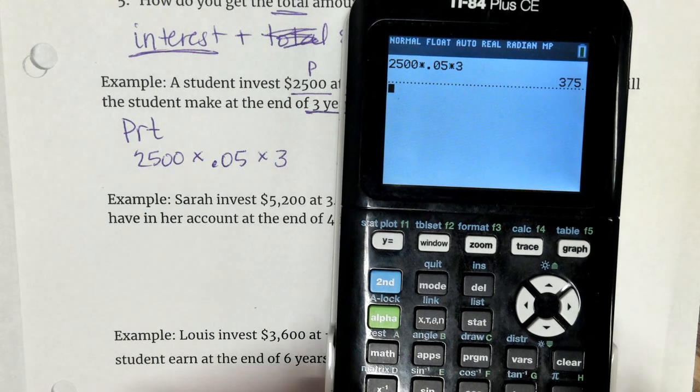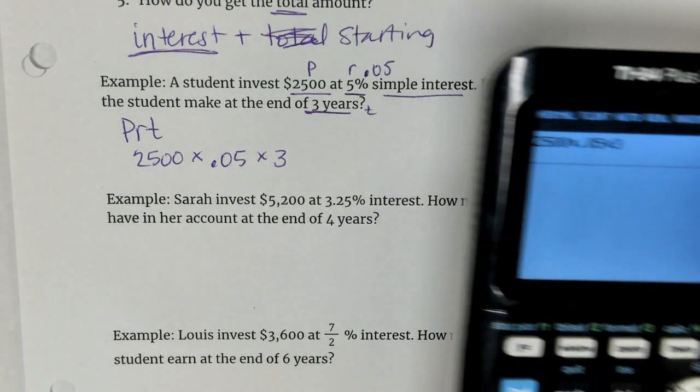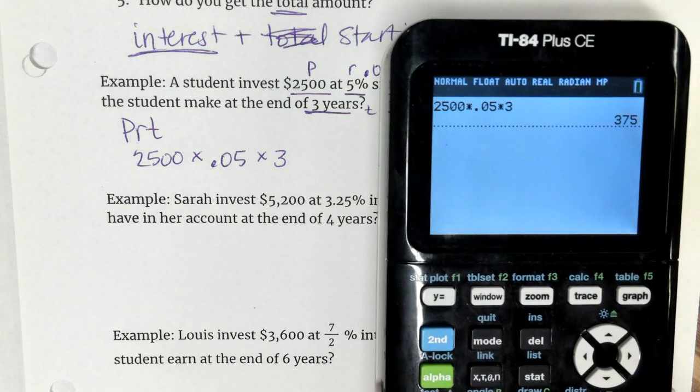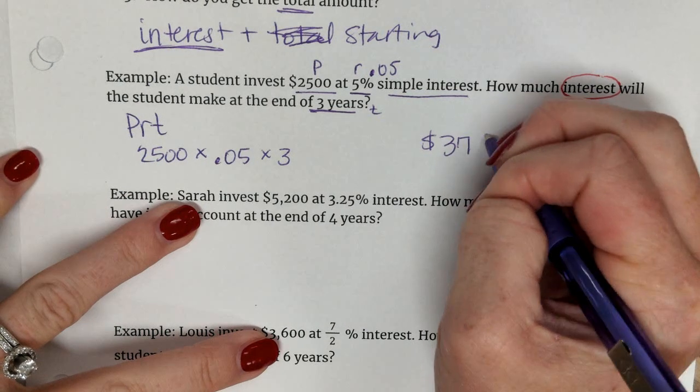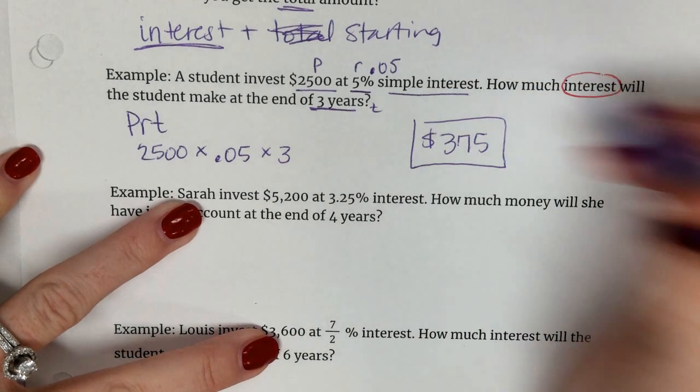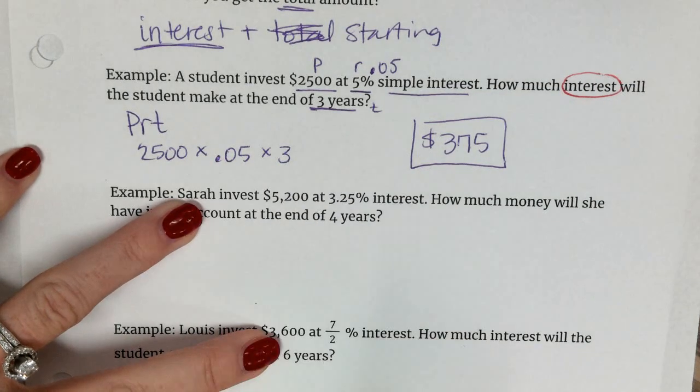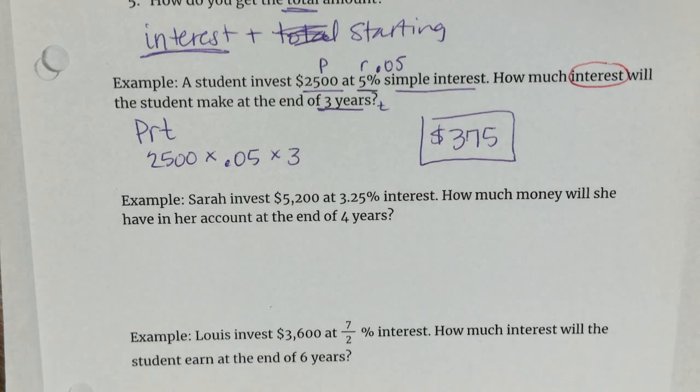So how much interest will the student make at the end of 3 years? $375. So this question is talking about investing your money. So this student had $2,500 just sitting around. They invested it, but they can't touch it. And at the end of 3 years, they made an additional $375. Does that mean that's how much money they have? No, that's how much they made in interest. Do y'all understand the question?